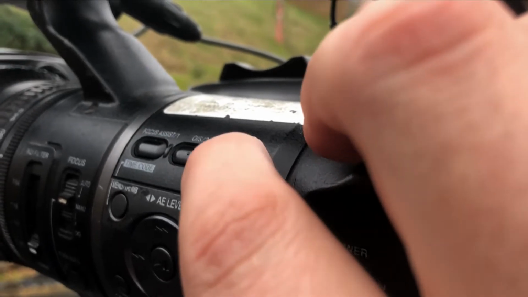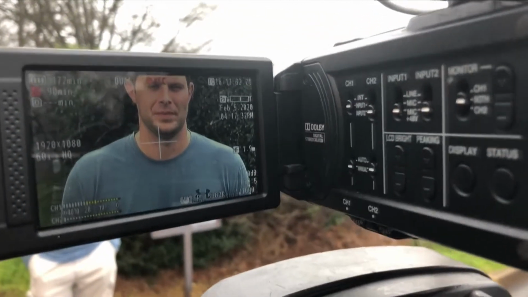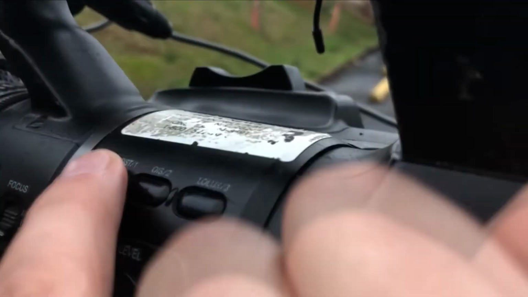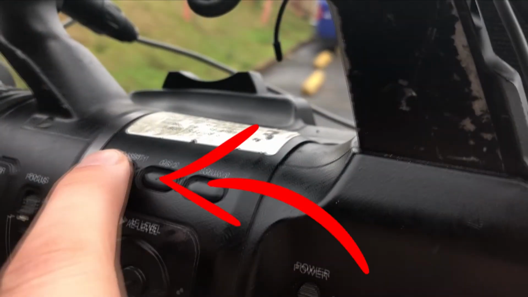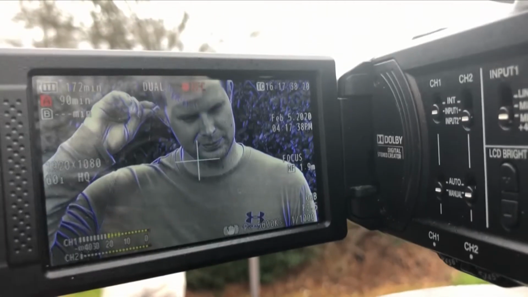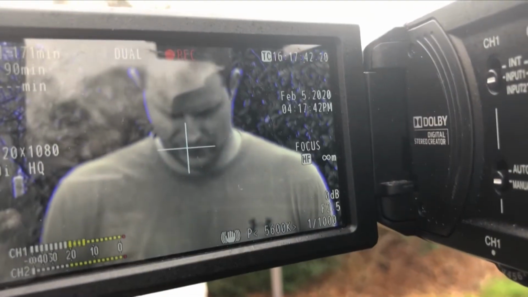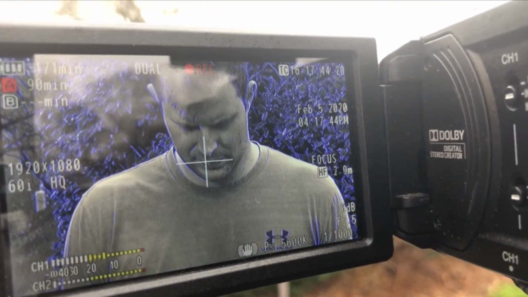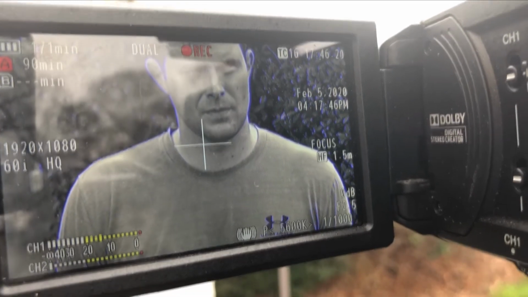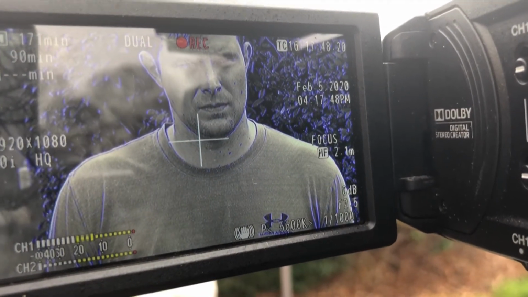And you can also use the first user preset button, which is focus assist, and the things that are in focus get sort of a blue halo around them. That tells you what's in focus. The stuff that is out of focus is grayish monochrome and has no blue halo.